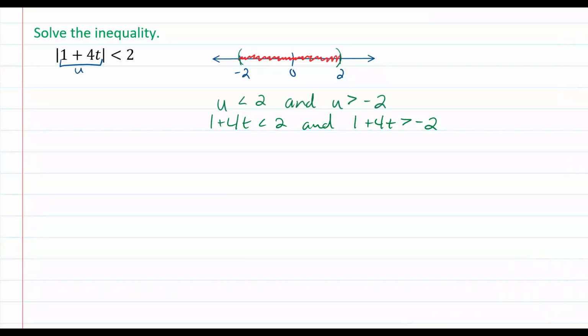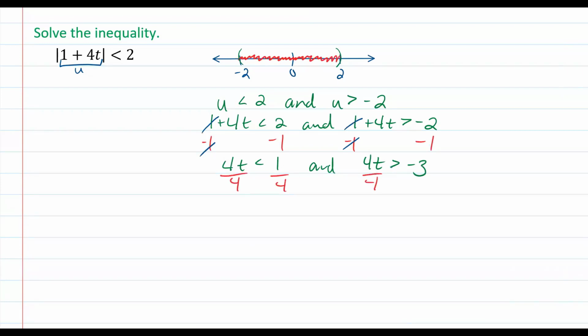So we're going to solve this by subtracting 1 from both sides, and what you'll notice is that for both inequalities, we're going to do the same steps. So what we get is the 1 canceling out on the left, and we have 4t is less than 1, and 4t is greater than negative 3. Then we're going to divide by 4 on both inequalities. And what we get is t is less than 1/4, and t is greater than negative 3/4.